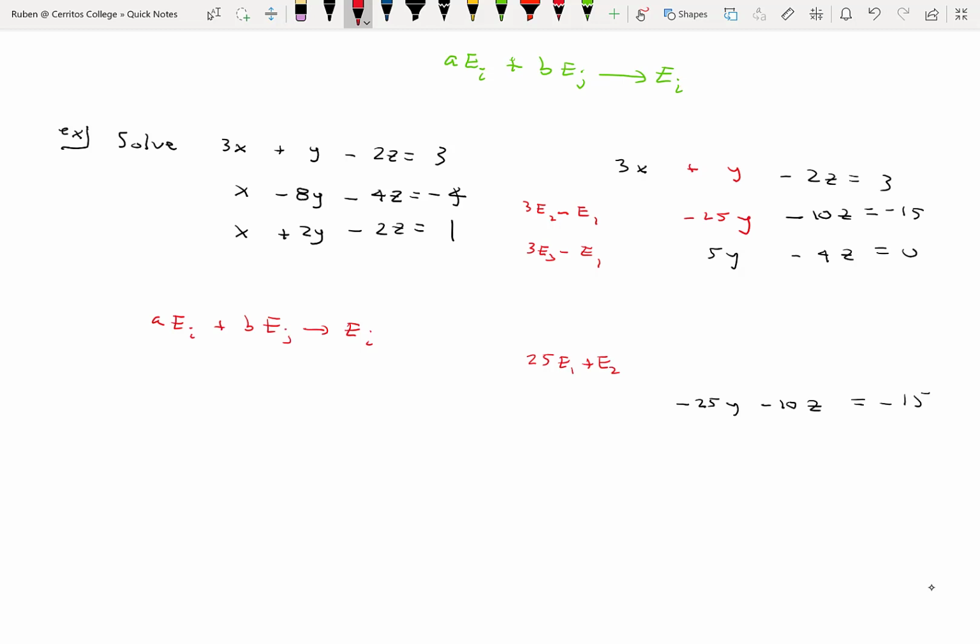If I do that, I'm not going to be adding any y terms to the first equation, but I am multiplying the first equation by 25. So 25 times 3 is 75x. 0y, the y's cancel out. And you should verify the arithmetic. I'm going to get minus 60z, and I'm going to get 60. Okay, let's move this along.